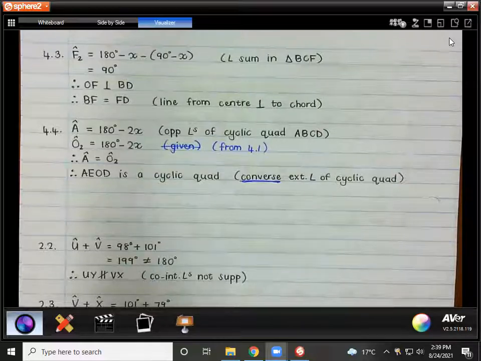No, you couldn't, because then you are assuming that it's a cyclic quad. Proving that it's a cyclic quad. So you have to show that 180 minus 2x through other means, not using a property of the cyclic quad.